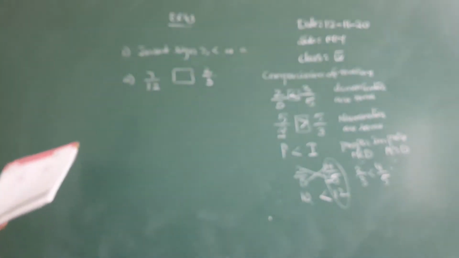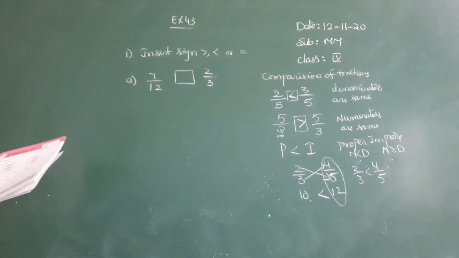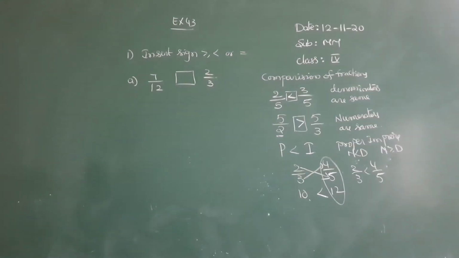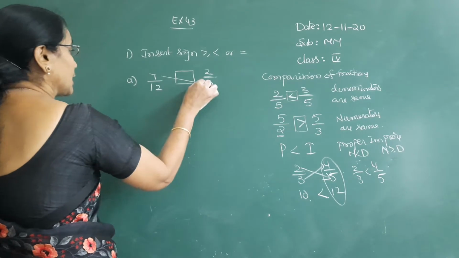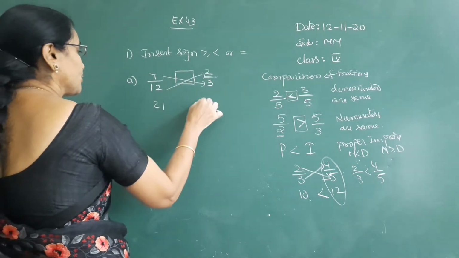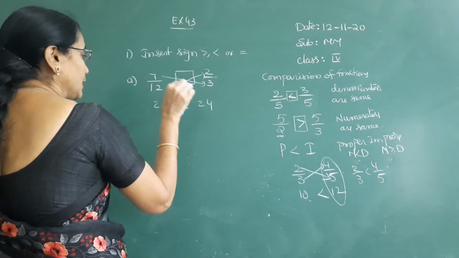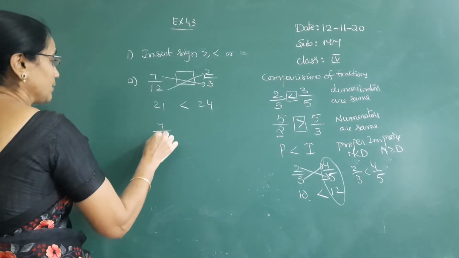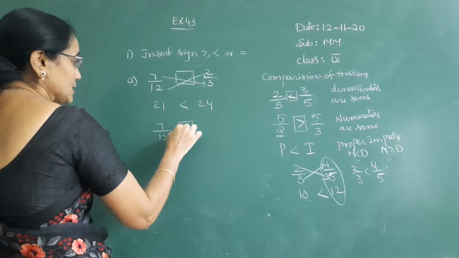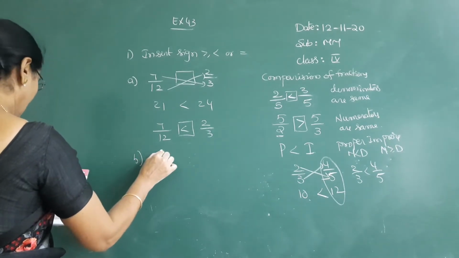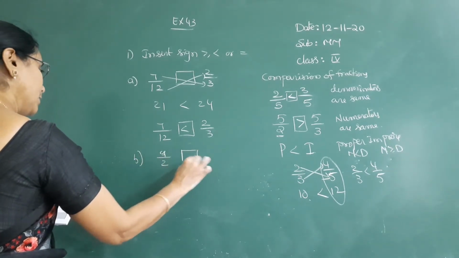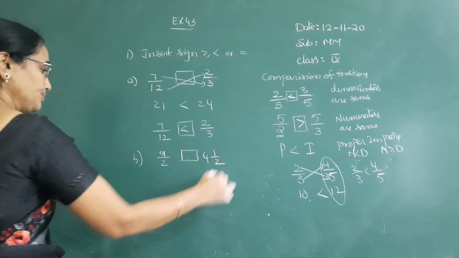See here, observe here. This 7 by 12 and 2 by 3 is other than the three cases, so you have to take cross product. 21, it is 24, so 24 is greater, therefore 7 by 12 is less than 2 by 3. See the second problem. 9 by 2, 4 1 by 2.